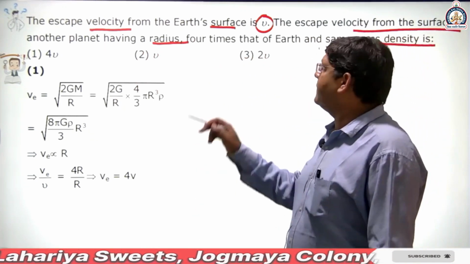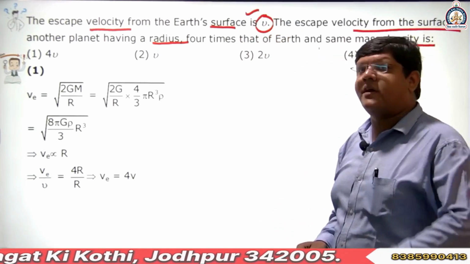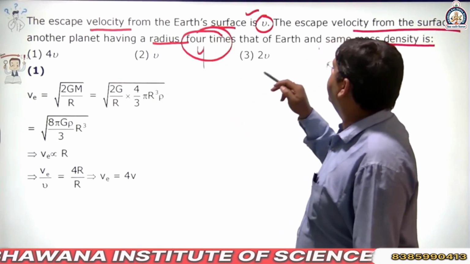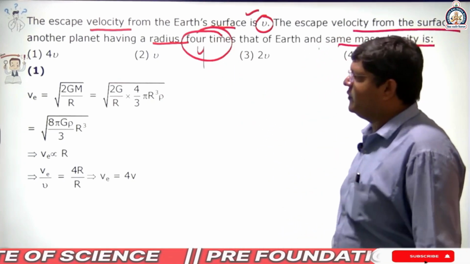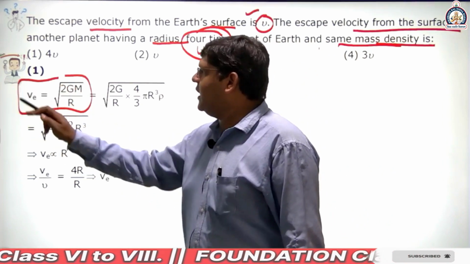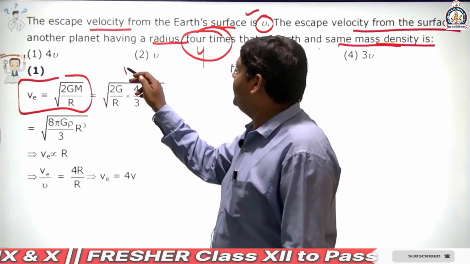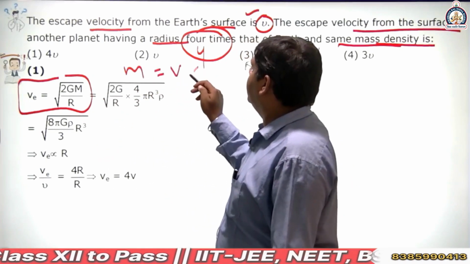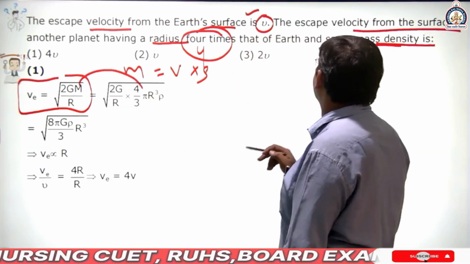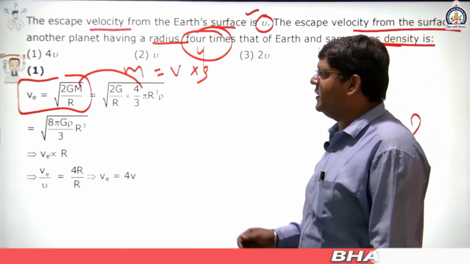On Earth, the escape velocity is v. We have to calculate the value of escape velocity for another planet having radius 4 times that of Earth and the same mass density. So the formula for escape velocity is v equals under root 2GM upon r. Now we can write mass as volume into density. So we have converted mass into volume into density. Why have we converted? Because in the question we are provided with the term of density.